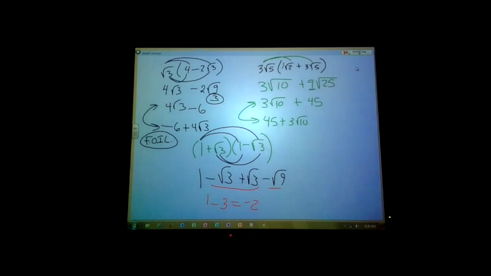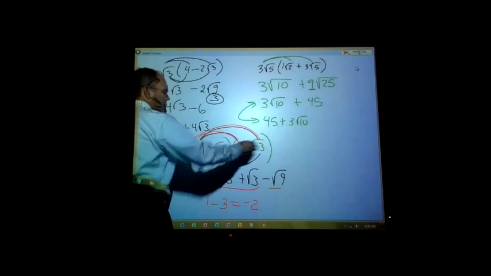So foiling sometimes will work. Yeah, so the first terms, the outside terms, the inside terms, and then the last terms. Some people call it the lobster claw. That's the lobster claw method.